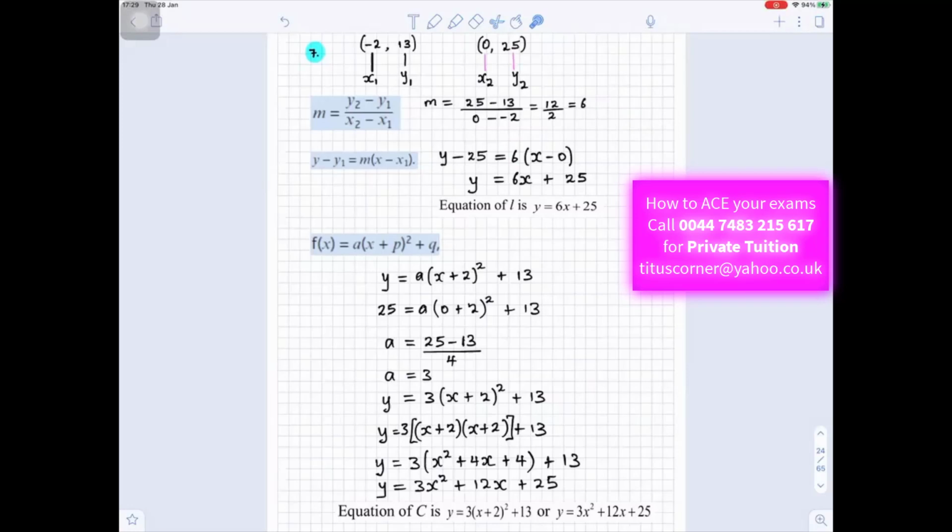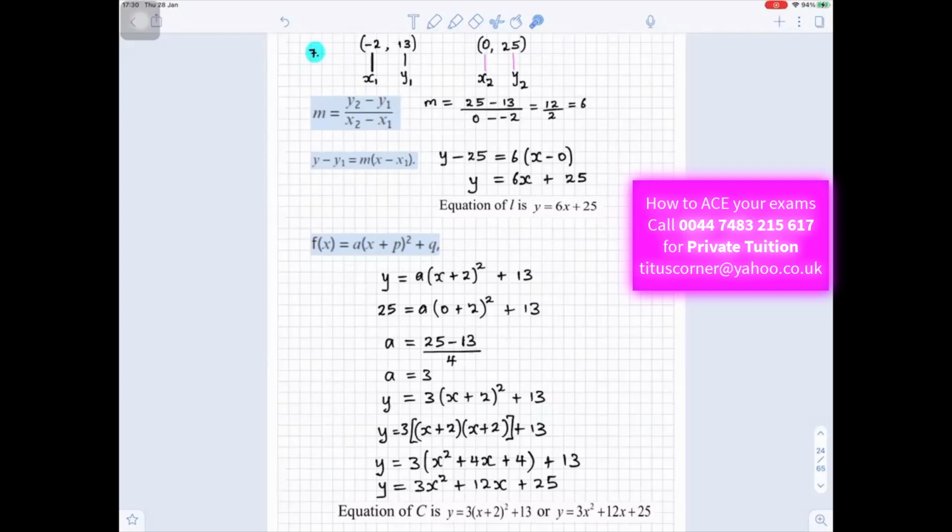Now we want to write the equation of the line using y minus y1 equals m bracket x minus x1. So it becomes y minus 25 is equal to 6 bracket x minus 0. So you remove the bracket, 25 goes to the right hand side, it becomes plus 25. So the equation of the line is y equals 6x plus 25.